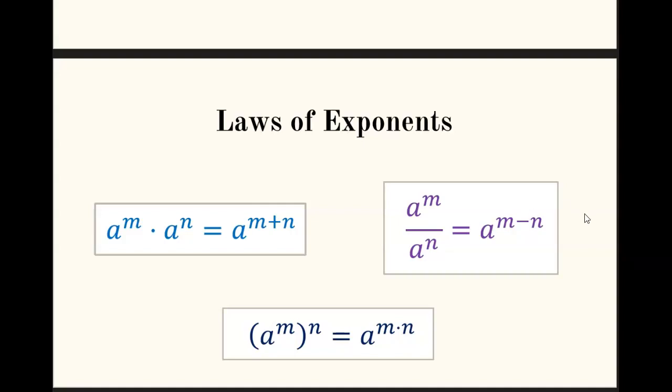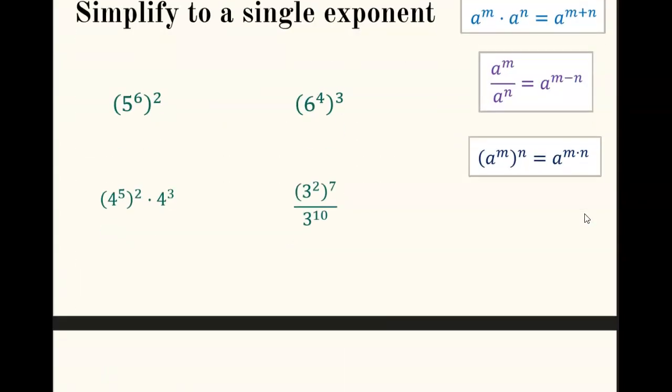So let's look at a few more examples. We're going to look at some examples of that last rule we came up with, and then we're going to combine them. So 5 to the 6th raised to the 2, we decided that was going to be 5 to the 6 times 2 from this rule over here. This will be 5 to the 12th. The next one will be 6 to the 4th raised to the 3rd. We decided we multiply those exponents, so 6 to the 4 times 3 will be 6 to the 12th.